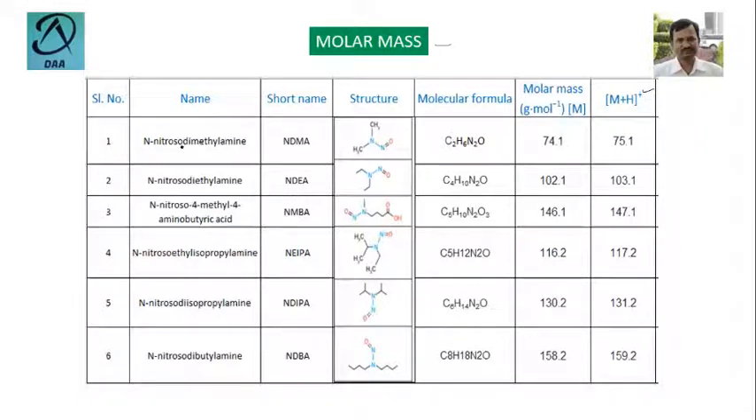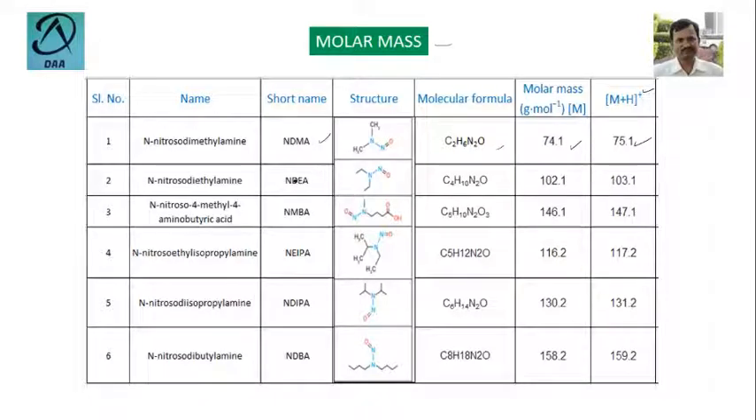So if you see here, for the first compound, NDMA, I am using the short name because it is very easy, and the structure is there. As per the structure, you can find the molecular formula here, C2H6N2O, and if you calculate the molar mass, it is 74.1. If you add the H plus ion, because for positive charging you need at least one H plus ion, then in this case it is 75.1.